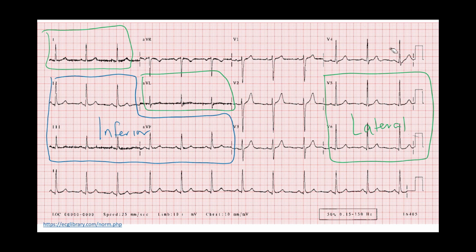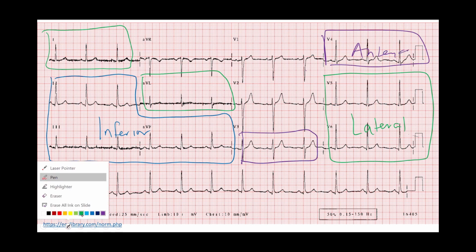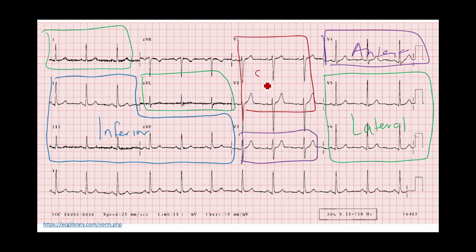What are the leads reflecting the anterior portion of the heart? That's going to be V3 and V4. These are the anterior leads. And then the leads reflecting the septum of the heart are V1 and V2. So these are the septal leads. Remember that all of these precordial leads are on a spectrum, so you can have some overlap when distinguishing septal, anterior, and lateral leads. And we'll get some practice with this in the following slides.